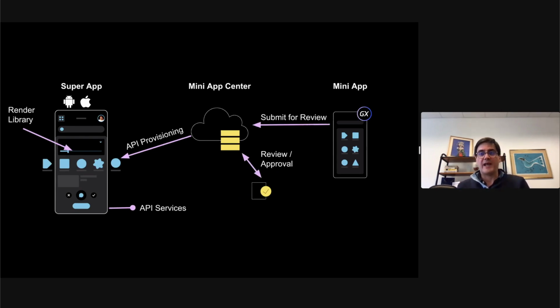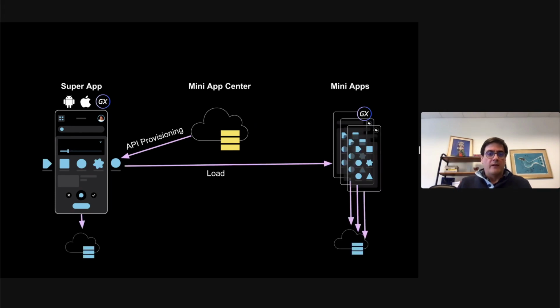So the mini apps generated by GeneXus do not need to be compiled for Android or iOS. The metadata that we already have is what will be published in the mini app center, which will be rendered by the super app. And that will then be subject to the review and approval process by the super app owner.